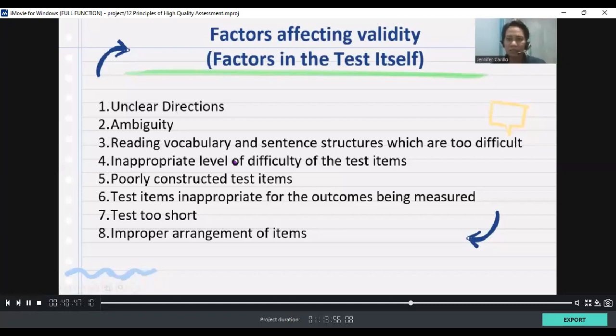In the test, avoid arranging items as chapter 1 for items 1 to 10, chapter 2 for items 11 to 20, chapter 3 for items 21 to 30. The test should be jumbled in construction. Number 9, identifiable pattern of answer. There should not be a pattern, for example in multiple choice, A, B, B, C, C, D, D. If students identify the pattern, they will no longer bother to read the questions. They will just follow the pattern.